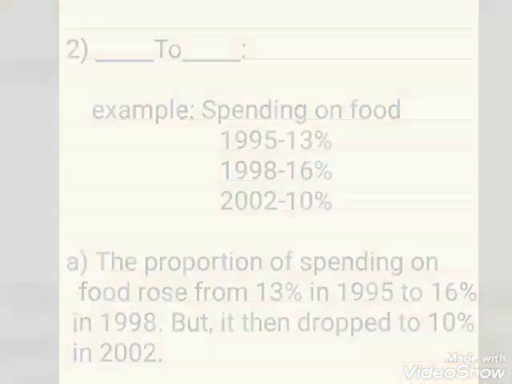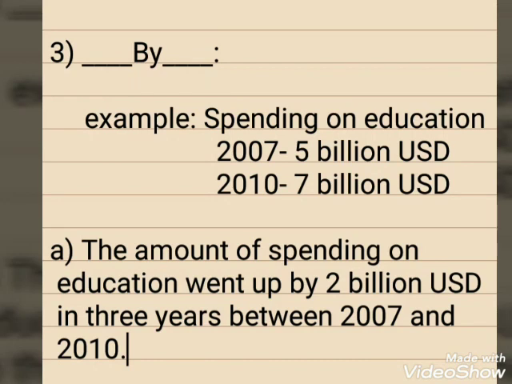Next structure, dash by dash. Example, spending on education in 2007 was 5 billion USD and in 2010 it was 7 billion USD. So the structure would be like this with the use of by: The amount of spending on education went up by 2 billion USD in 3 years between 2007 and 2010.